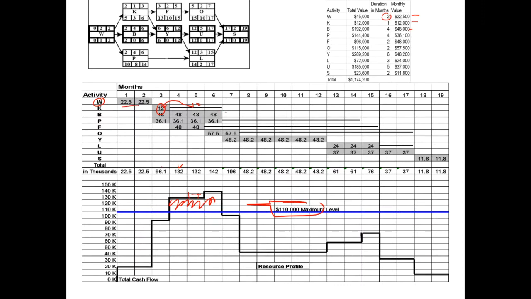Activity B, you can see, is a critical activity. There is no float with activity B. The float is indicated by this line over here. So we cannot do anything about activity B. It has to stay on this line.